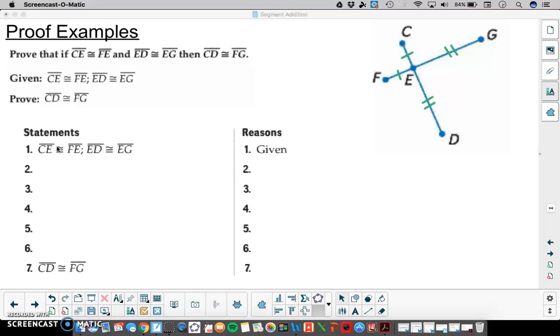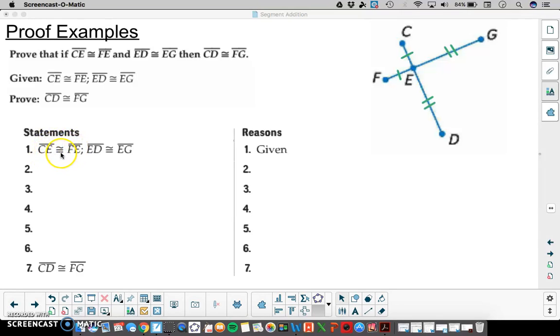In a proof, we always start with our given information. So my first statement is given that CE is congruent to FE and segment ED is congruent to segment EG. Our reason is given. Now, because I want to eventually prove that this whole segment CD is congruent to this whole segment FG, I'm going to have to relate the parts somehow. In order to do that, I'm going to have to use the measures. So I'm going to use this congruency statement and then say something about the measures.